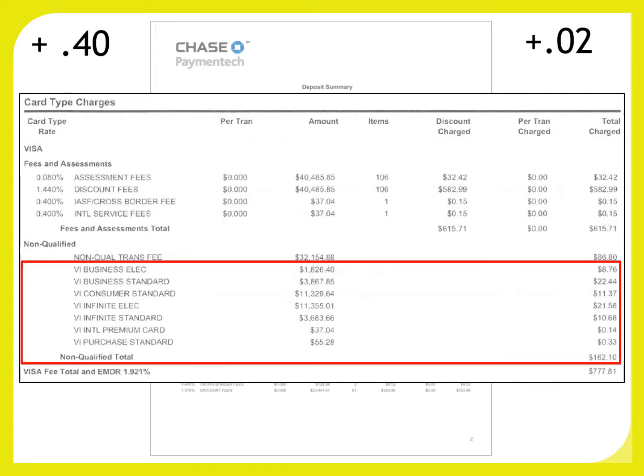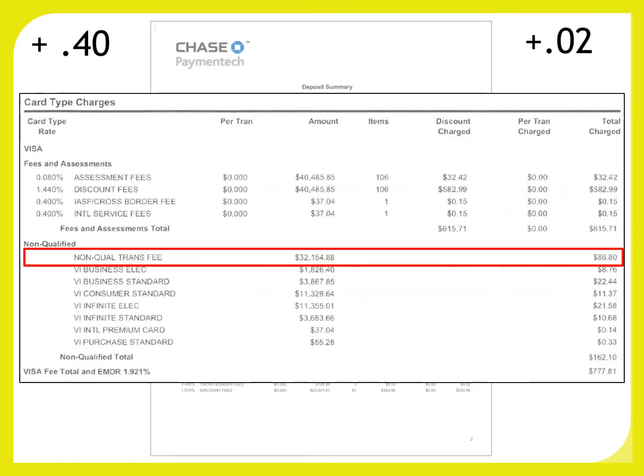Below in this highlighted section is your interchange differential. This is the difference between 1.42%, the base rate, and the interchange charges on premium and high spend cards. This must be paid by all merchants.